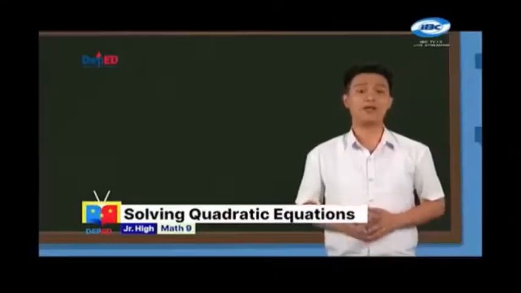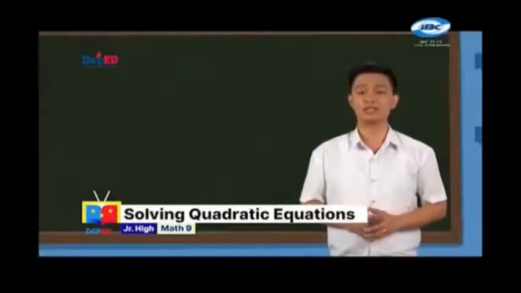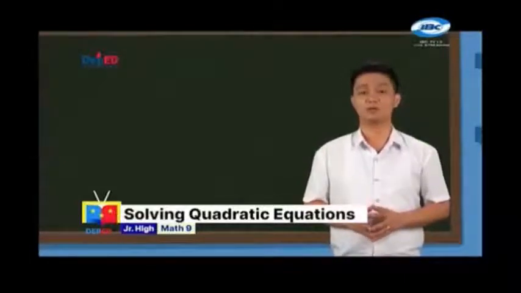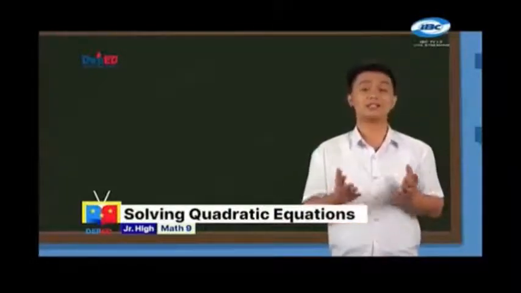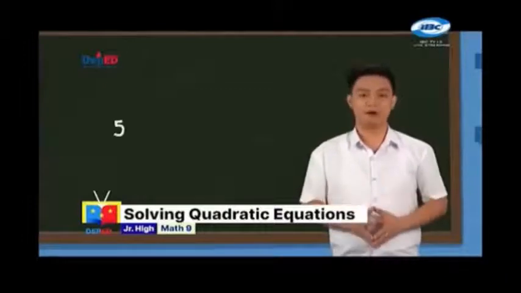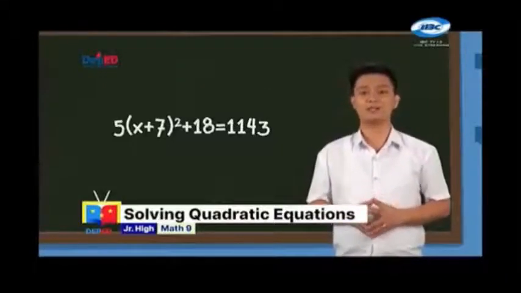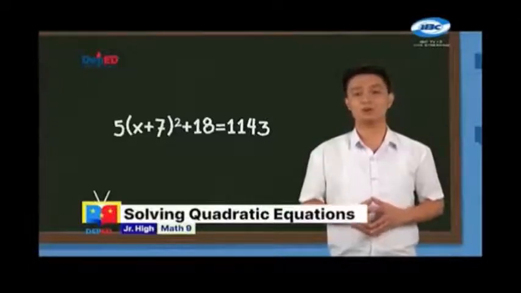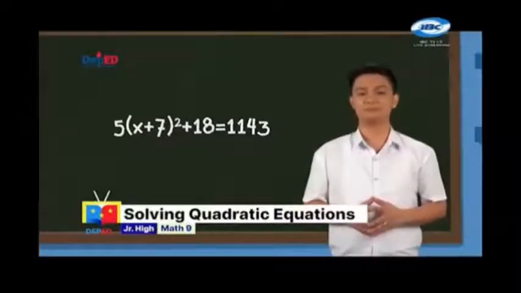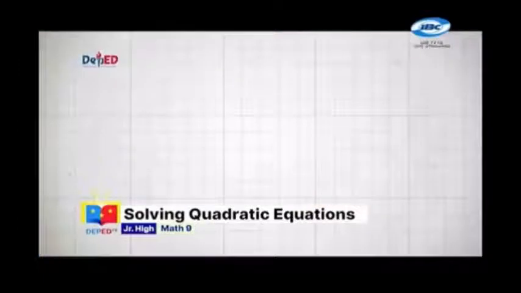Let's have more examples of quadratic equation that can be solved by extracting square roots. So, here is the second one. 5 multiplied by the square of x plus 7 plus 18 equals 1,143. It is of the form a multiplied by the square of x minus h equals k.